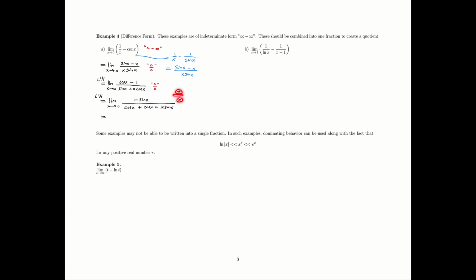0 in the bottom and the top is indeterminate. Non-zero in the top and 0 in the bottom is a vertical asymptote, but 0 in the top, non-zero in the bottom, that's just 0.